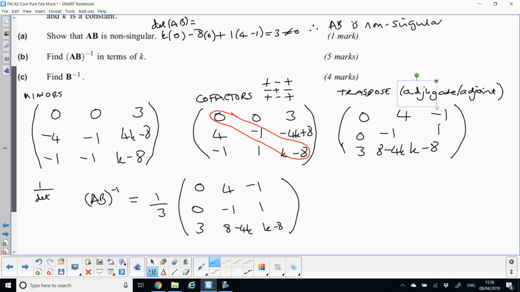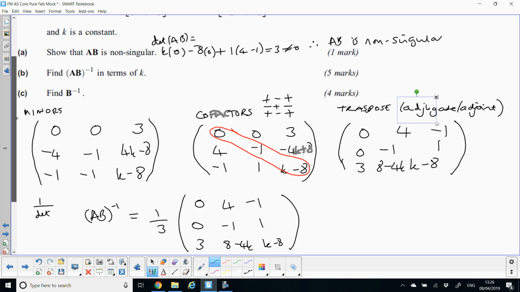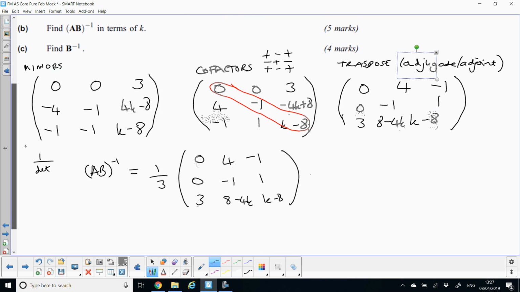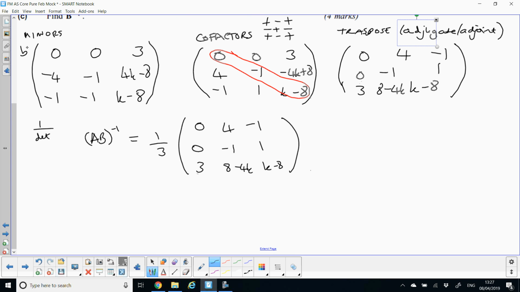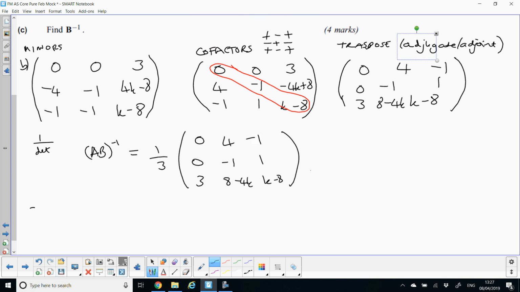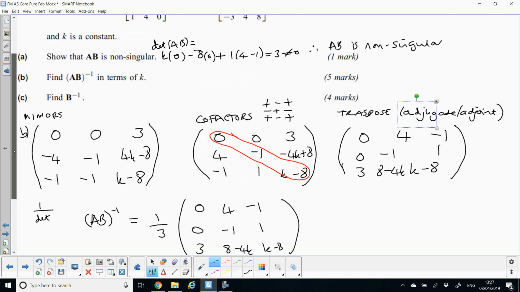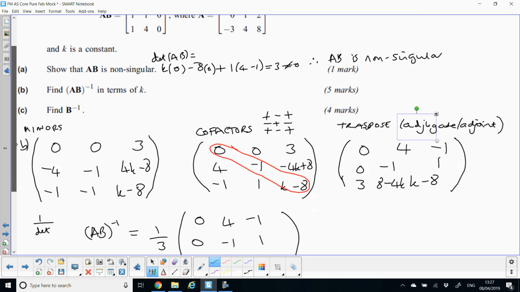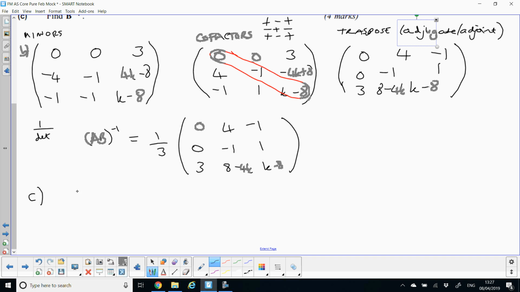Okay, so that's our A inverse matrix in terms of K. Now it wants us to find the inverse of B. We don't know anything about B, we know AB and we know A, so we're going to have to use what we've got to find the inverse of B. Now this you can quote without proof, but we can also show it as well.